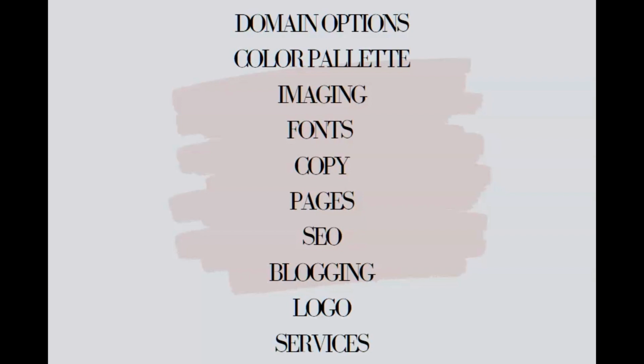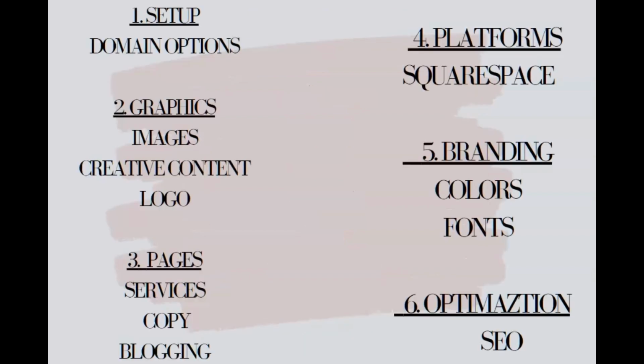I had those written down. Then I had categories. I put each of these in categories. So setup was one category. Well, domain goes under setup. Graphics was a category. Images, creative content, and logo went under there. Pages was a category. I had services, copy, blogging.